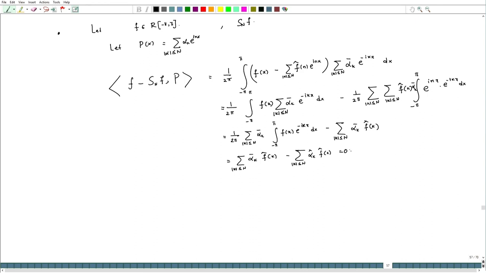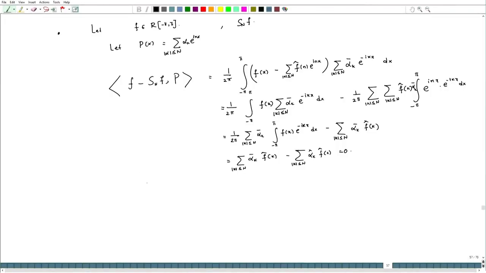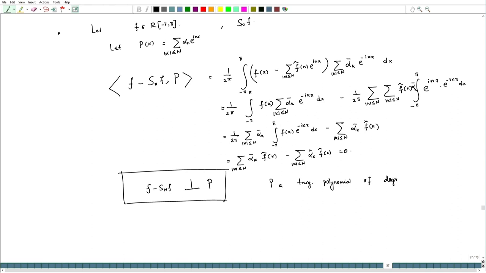So this is very important for us, because now f minus S_n f is orthogonal to every trigonometric polynomial of degree less or equal to n. So in other words, we'll just rewrite it, it is orthogonal to P, where P is a trigonometric polynomial of degree less or equal to n.